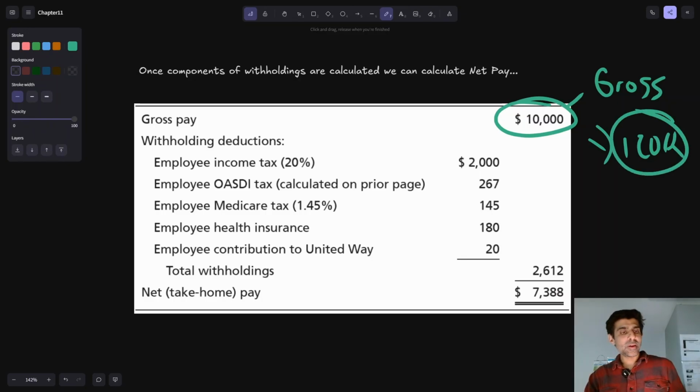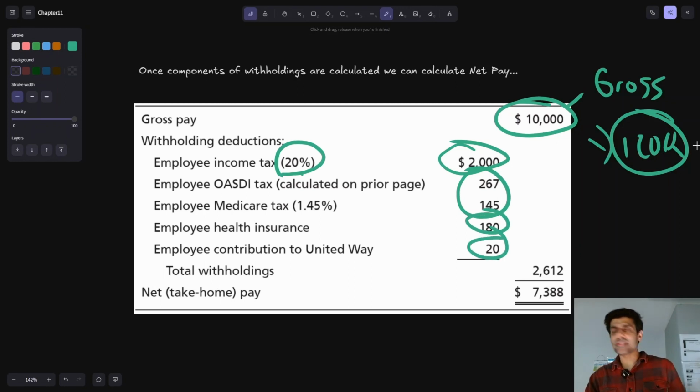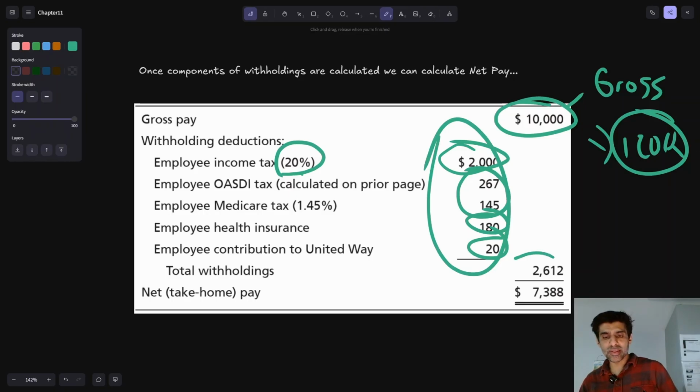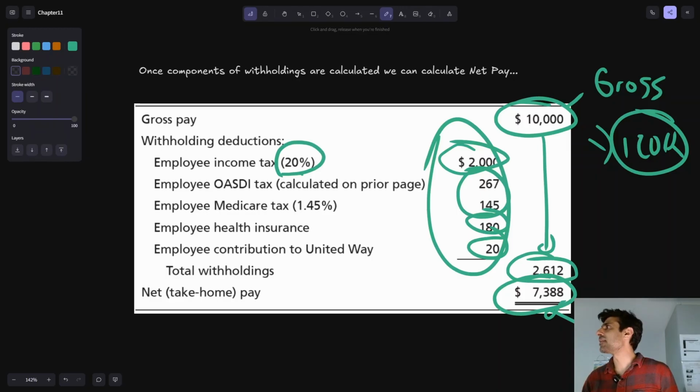Of that 10,000 a month, we're estimating 20% is going to be taken out as income tax. We just calculated the OASDI components. We assume they're having some contribution for healthcare. And it looks like this employee has some charitable contribution that they're taking out of every paycheck. You add up all this. These are all the withholdings. You get this, and then 10,000 minus this gives you the take-home pay. So the employee will get this amount as a check that they deposit of the total 10,000 that they earned.